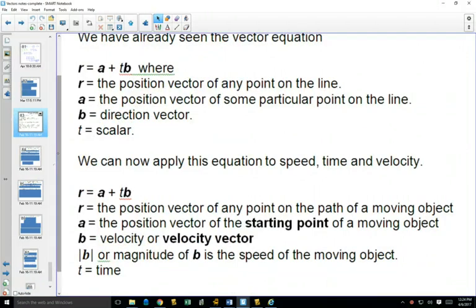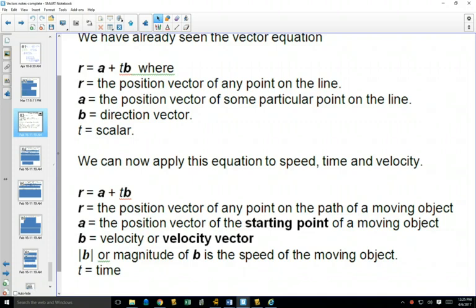Now, R is still going to be the position vector of any point on that path, but A is going to be the position vector of our starting point. T is going to be time. So if it makes sense when time is 0, that A would be what would be left. And that would be your starting point, because your starting point is when time is 0. B is your velocity vector. Instead of calling it a direction vector, it's your velocity vector.